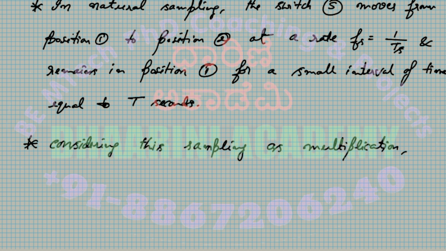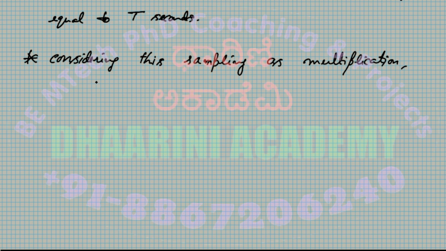So in the sense you had a signal multiplied by the Dirac comb function to get the result of the sampling. Now I want to bring the same analogy over here. That's why we are considering this to be the multiplication process. So let's try to visualize that.